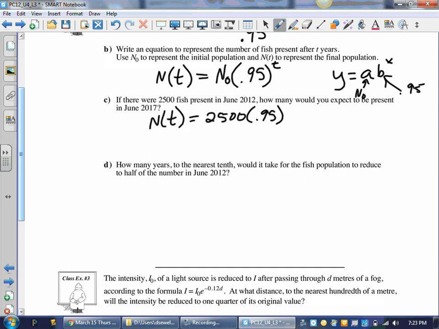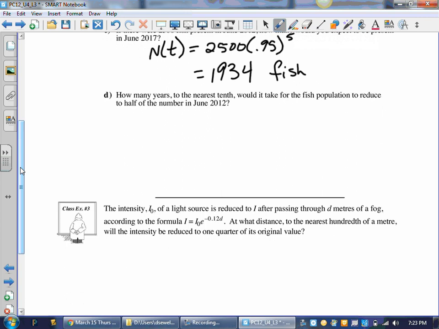Now, do we know how many years there are? Yes, there are 5 years. This is happening 5 times. So you throw your 5 up as the exponent. You take 0.95 to the 5 first. And when we do that times 2,500, we'll get 1,934. Make sure you put that on your calculator and get that to happen. So the 0.95 to the 5 should happen first, and then times that answer by 2,500.